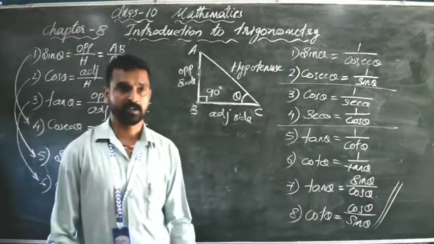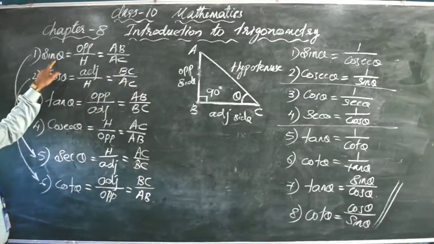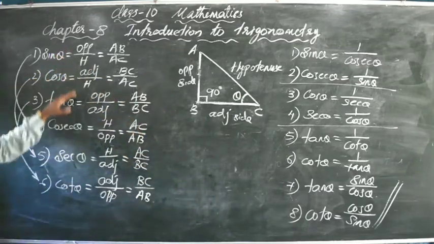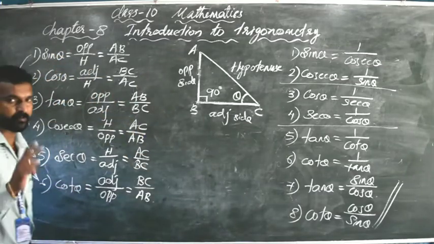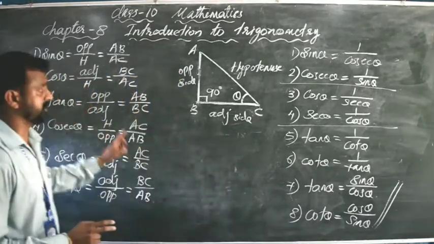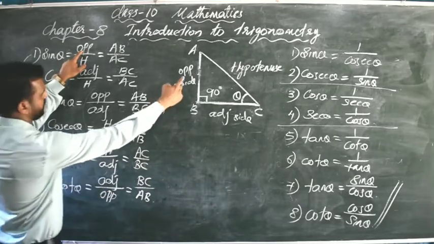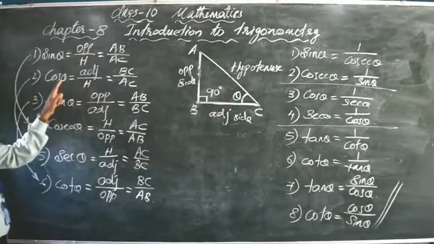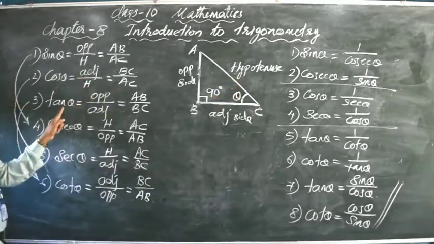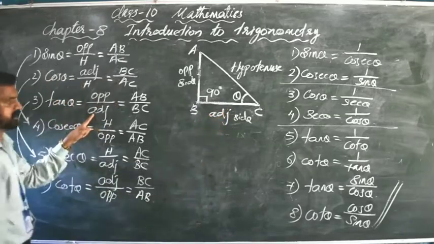Which are the trigonometric ratios? 6 trigonometric ratios are there. Remember, you have to study all these formulas, those 8 formulas, and these 6 formulas. Then only we can do the first exercise. The first trigonometric ratio is sin theta is equal to opposite side divided by hypotenuse. Second, cos theta is equal to adjacent side divided by hypotenuse. Tan theta is equal to opposite side divided by adjacent side.